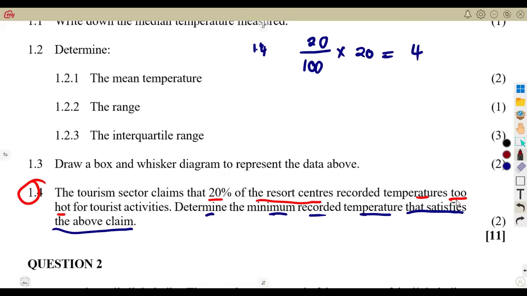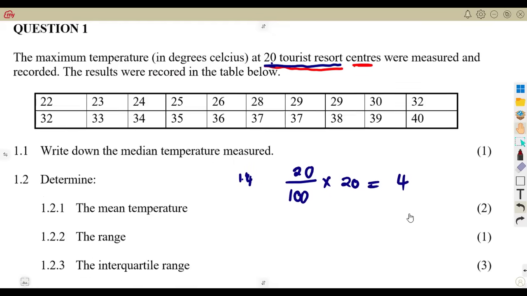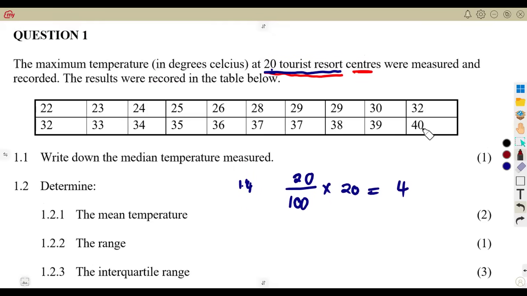They are saying they are too hot for tourist activities. So we are supposed to count from the one which is the maximum, the hottest one, going down to the one which satisfies the 4th position from the maximum. So this is the maximum. That's 1, 2, 3, 4, going down, because we need from the hottest.